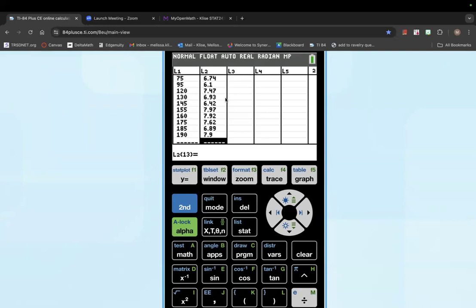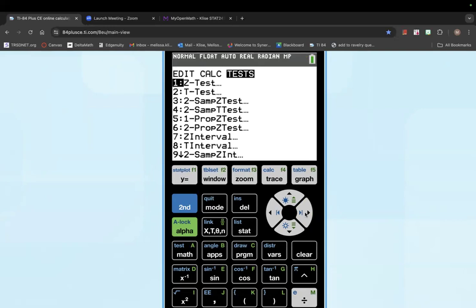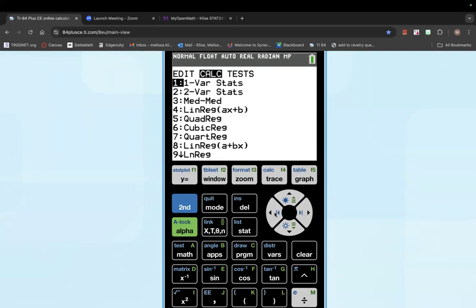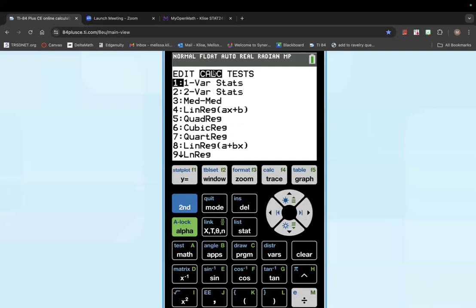Okay. All right. Does everybody have their data in there? Does anyone need another moment? Okay. So we're going to go to stat. So click stat again and arrow over to tests. So 2 arrows go over to, and I just lied to you. We still want calc. So once again, hit stat, then arrow over to calc. We are looking for option 4. This is a linear regression.